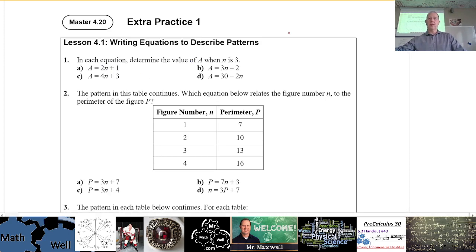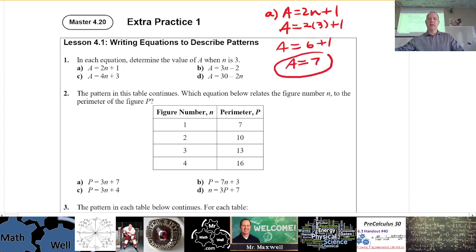So let's do letter A here. A equals 2n plus 1. So we substitute 3 in for n. 2 times 3. So A is 6 plus 1. A is 7. So capital A there is 7 for little letter a. And that's all you do. You simply substitute n in. That's for number 1.